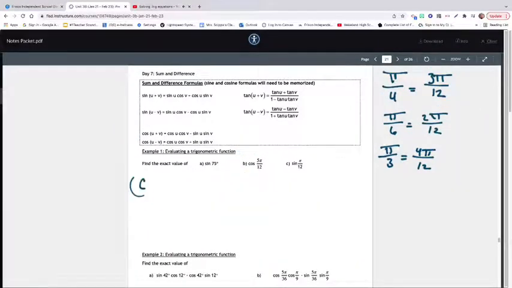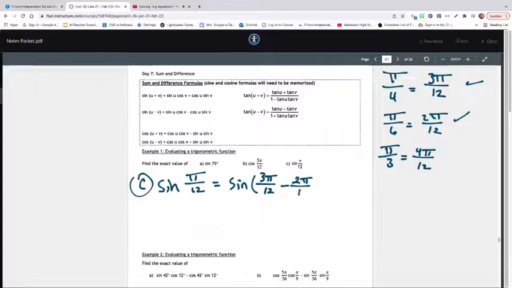Okay, on letter C, we're trying to get sine of pi over 12. So I could use these two and subtract them. So that'd be sine of 3 pi over 12 minus 2 pi over 12. Now, I could have also used the 4 pi over 12 and the 3 pi over 12, but it doesn't matter. You're going to get the same answer.